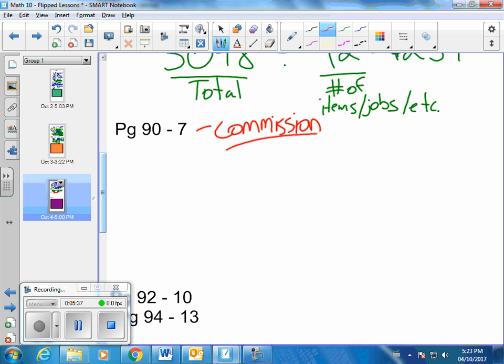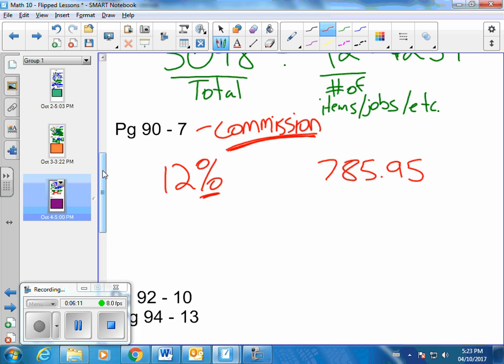Important skill to know is how to work if you're getting commission. So Peter works at a sporting goods store and he earns 12% commission, which means that every time someone buys something from Peter, he actually gets 12% of the ticket price, which in this case is $785.95. So we need to know how much 12% is going to be.